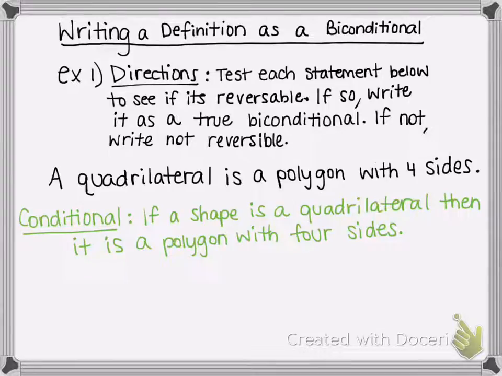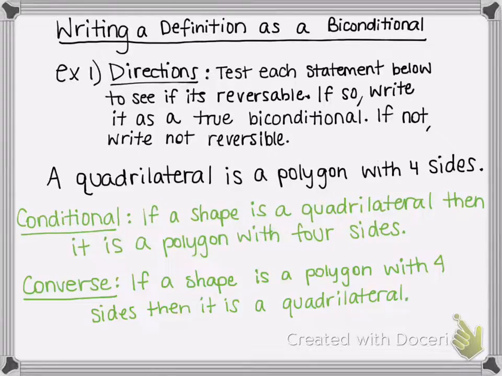The first part of that if should be talking about a quadrilateral, and the second part of that then should be saying something about polygon with 4 sides. So after you write your conditional, go ahead and write your converse. Converse, just switch hypothesis and conclusion. So your converse is, if a shape is a polygon with 4 sides, then it is a quadrilateral.